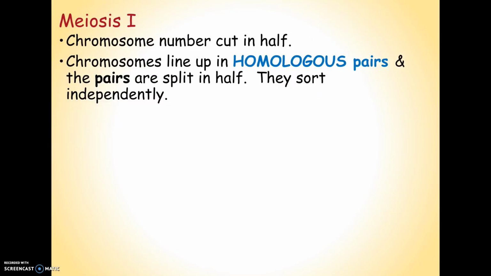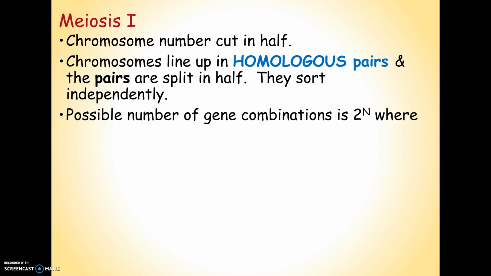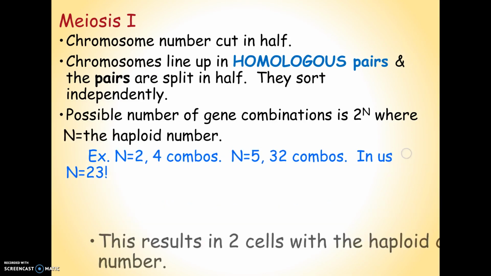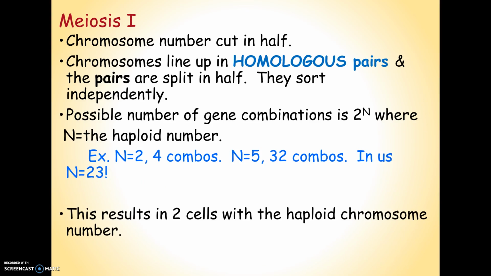And I do have the terminology here. So 2 to the n is the number of possible combinations that you can have from independent assortment. Whatever the haploid number is, 2 to that number is all the possible sperm and eggs that can be made. And that's why you're not going to see 2 that are exactly the same. It might be a little more likely in something like a fruit fly that only has 8 chromosomes. But even then, they all look alike to us, and they're probably not going to be exactly the same.